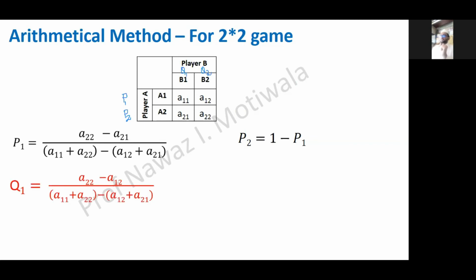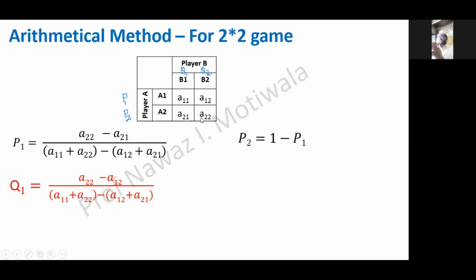Next is what will be the value of Q1 and Q2. So as I already said, the denominator remains the same. You can see here also the denominator is just the addition of cross values and subtracting them. In the numerator, here there is a mistake which is being done by the students in the examination. If you observe in P1, it is A22 minus A21, the row adjacent values. But if you go for Q1, we have A22 minus A12, it goes column wise.